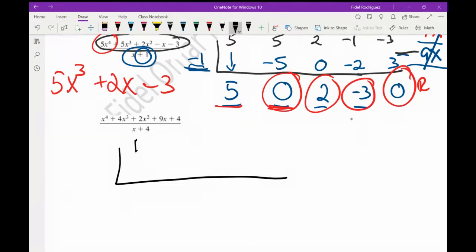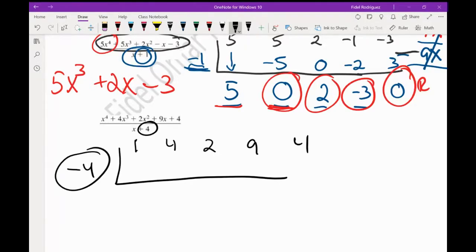But the number here is just 1, right? And then 4, 2, 9, and 4. And then what number is going to go over here? The -4, right? We're always going to take that number right there, y'all, and change the sign. So 1, 4, 2, 9, and 4. Remember, step number 1, y'all, always bring that first number down.